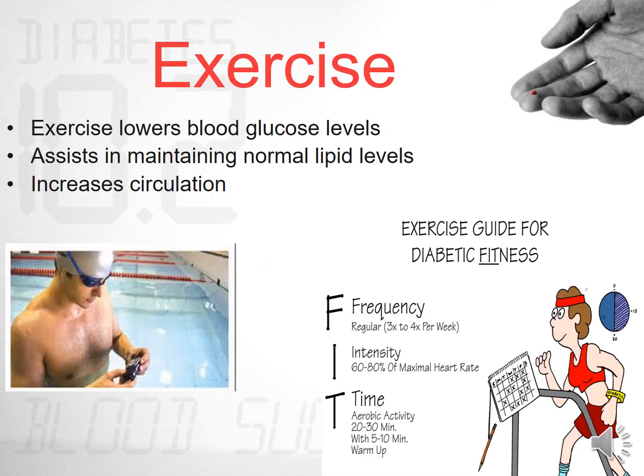Exercise. Exercise lowers the blood glucose levels, assists in maintaining normal lipid levels, and increases circulation. Exercise guidelines for diabetic fitness: frequency 3 to 4 times a week, intensity 60 to 80% of maximum heart rate, and time, aerobic activity 20 to 30 minutes with 5 to 10 minutes warm up.